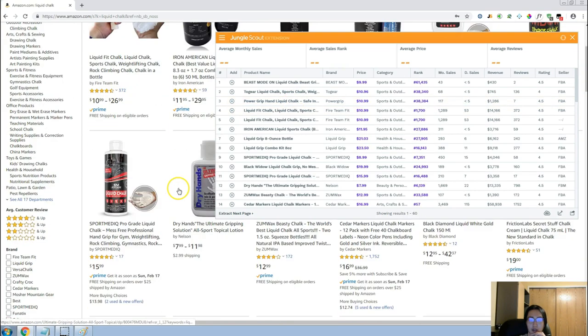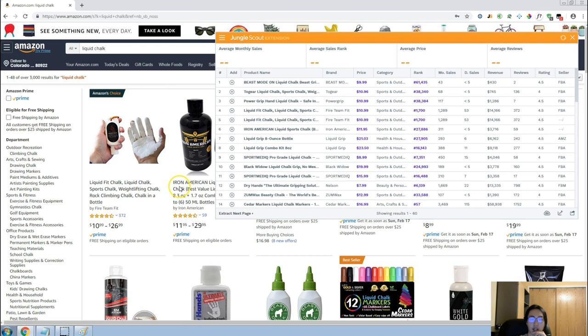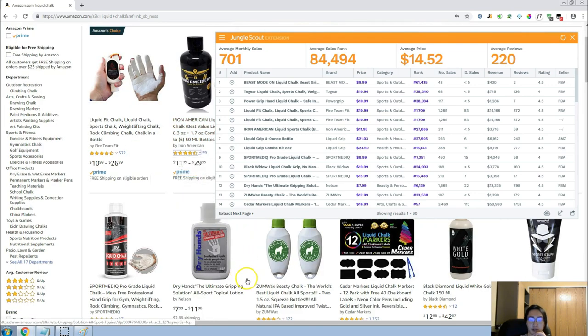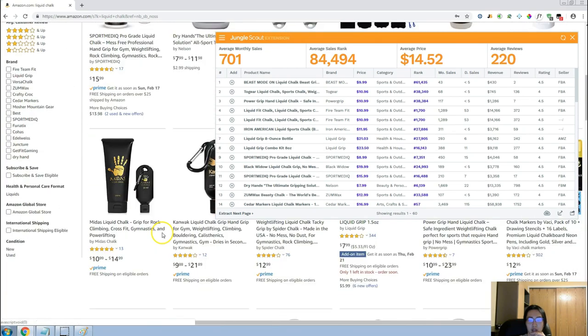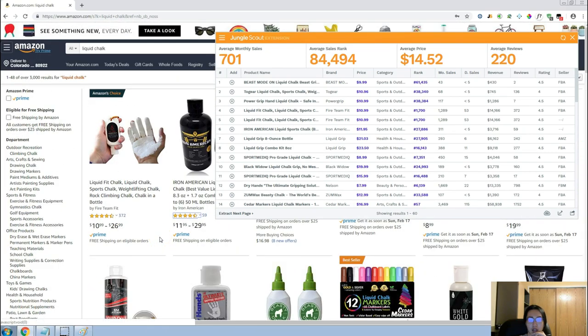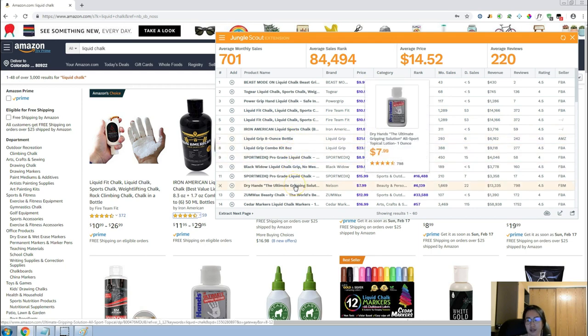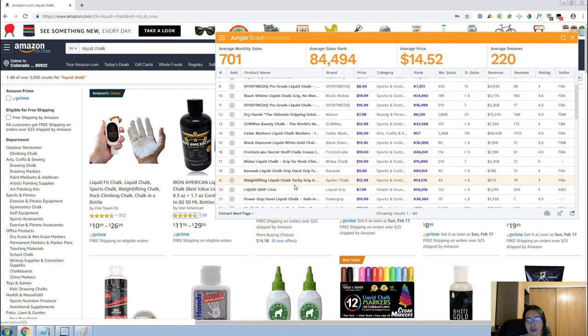Also, it looks like the problem with this is that liquid chalk is used for many different things. So this one's for coloring and designing, right? And then these ones are for powerlifting and sports. Almost looks like way too much sunblock. It's okay. Yeah, it's okay.